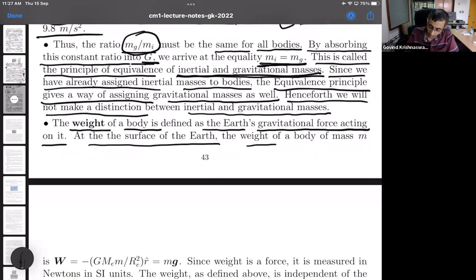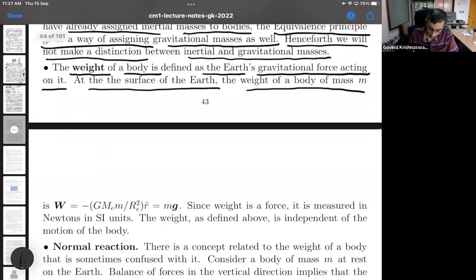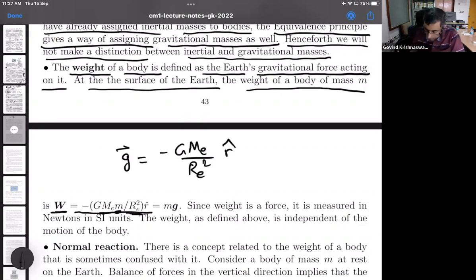At the surface of Earth, the weight of a body of mass m is given by W, boldface W. It is simply the force of the Earth on the body. That is all we need to look at, and we have already developed the formula for that. It is minus capital G mass of Earth times mass of body divided by R_E squared, which of course points downwards. We have already introduced the acceleration due to gravity vector, which is minus G M_E by R_E squared R hat. So we can write the weight of the body as mass times acceleration due to gravity.